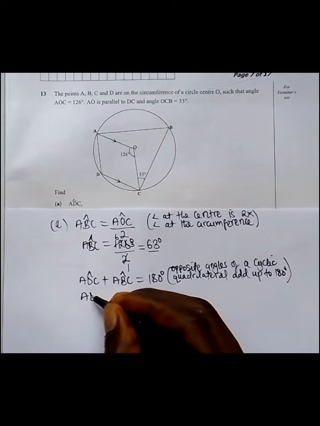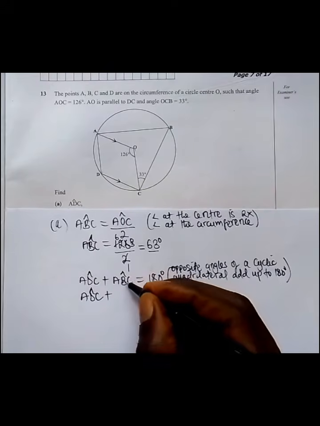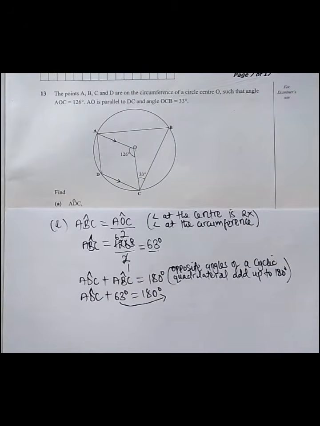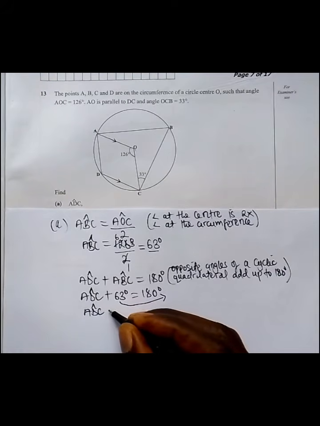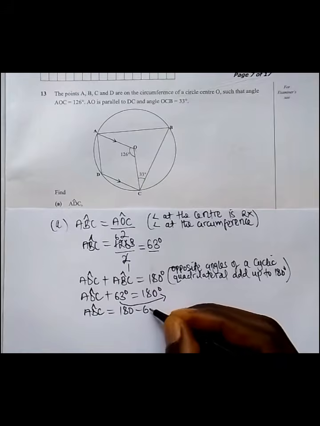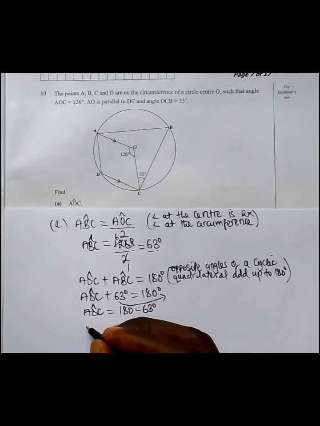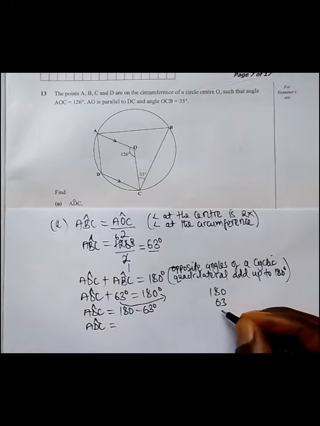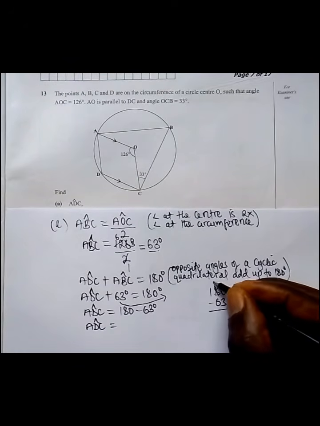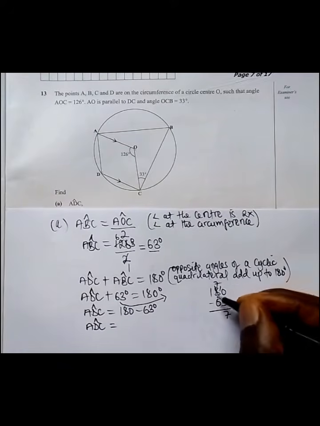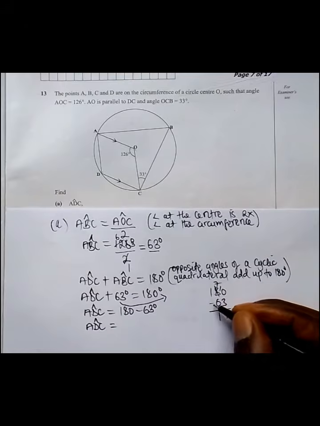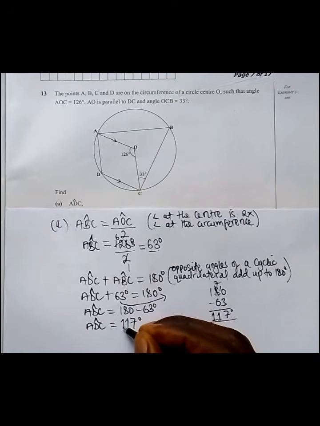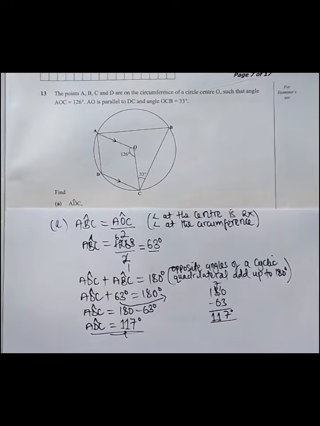So to find angle ADC, we just substitute, since we got angle ABC as 63, so we put 63 degrees here, equal to 180 degrees, and then take 63 to the right side, which gives ADC equal to 180 degrees take away 63 degrees. If we subtract here, 180 take away 63, we get 117 degrees. So our answer here is 117 degrees. So that is angle ADC.